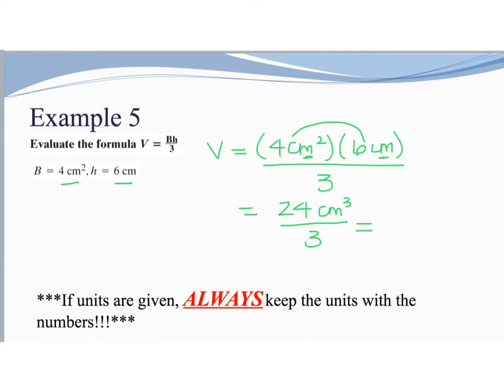When I go to simplify this, 24 divided by 3 is actually 8, and my units of cubic centimeters will carry through to the end, and that right there is my final volume.